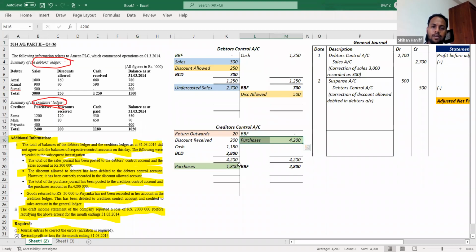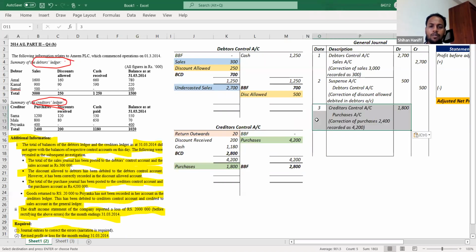4,200 is the wrong entry and correct entry is 2,400. So we have to debit 1,800 to the creditors control account. And since purchases also wrong, the other entry goes to the purchases account as 1,800. So we correct this.